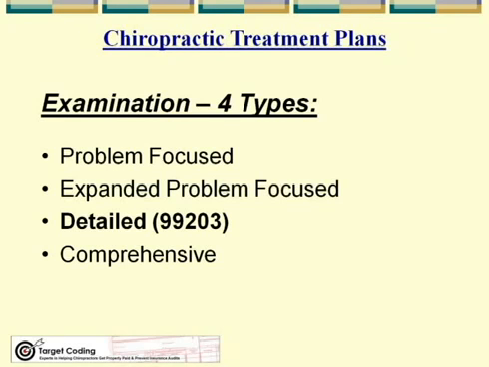So 99203 is a detailed exam. What's a detailed exam? What does it include? Now, you might be thinking, well, okay, patient comes in, I'm just trying to be logical here. My exam includes palpating the patient's spine, maybe doing some muscle tests, range of motion, checking for subluxation. Those are the basics, right, as far as chiropractic evaluations go. We're looking for musculoskeletal problems.